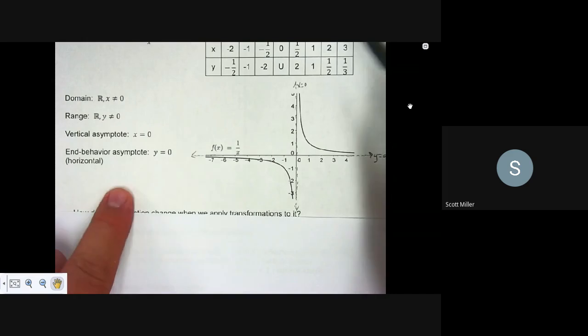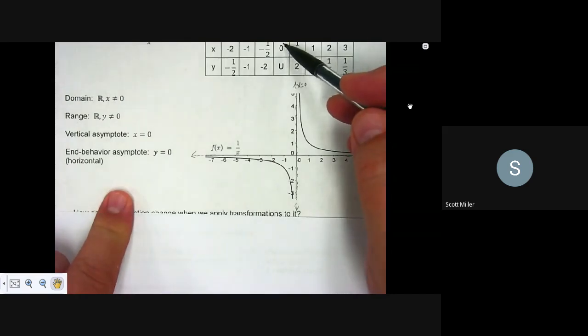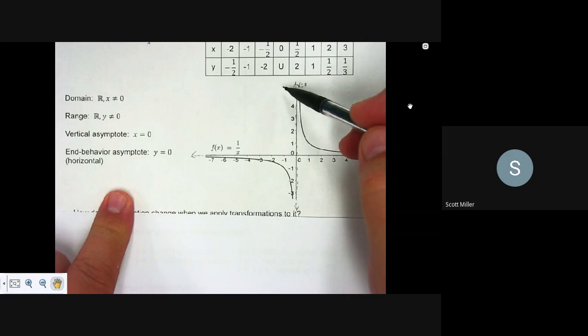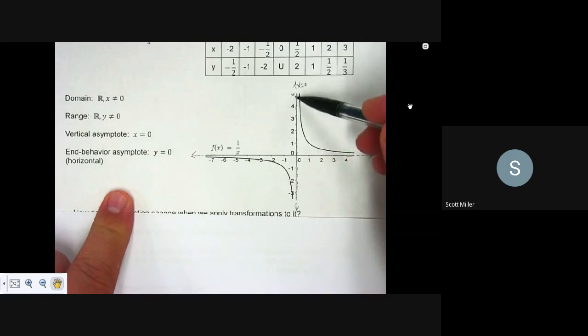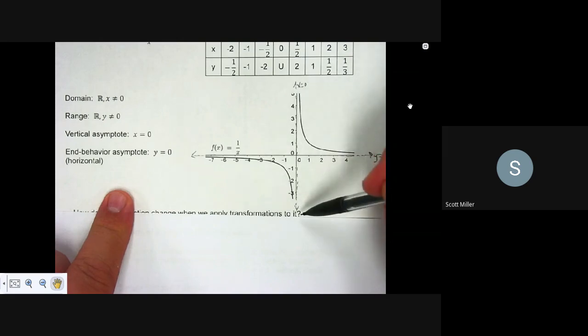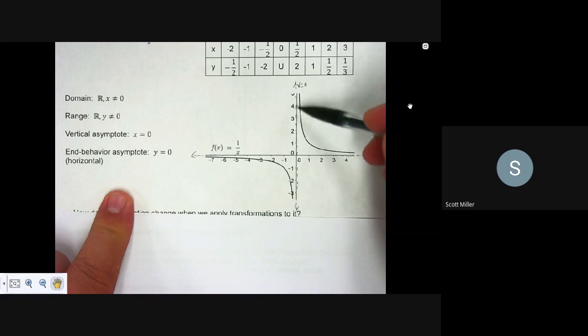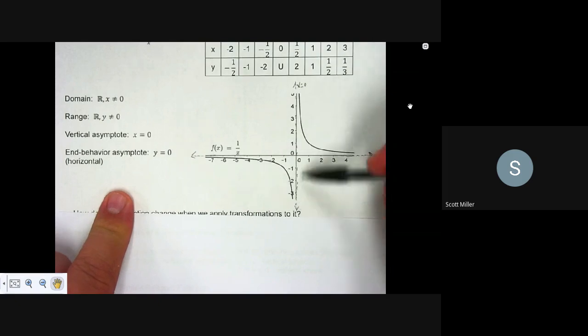Well, this part up here where I plugged in the 0 and I got undefined, these are special locations because they become what are called vertical asymptotes. A vertical asymptote is a boundary line for the graph, and it is a hard boundary. That means the graph can never cross this boundary.